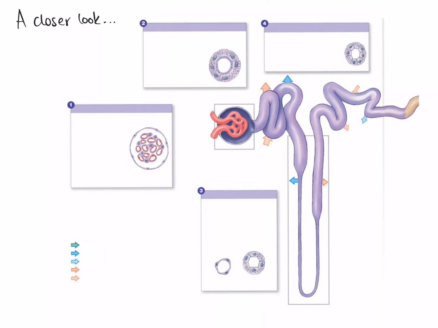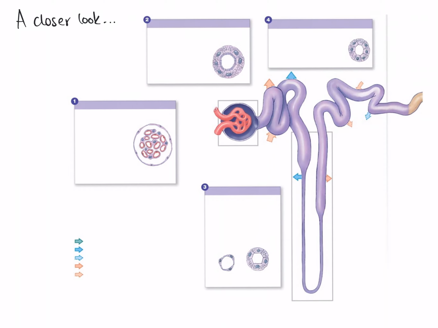Let's look at the structures that are involved in filtration of plasma, reabsorption and excretion of urine more closely. So let's start over here with the renal corpuscle. So Vicky, can you tell us a bit about what's involved in this structure?